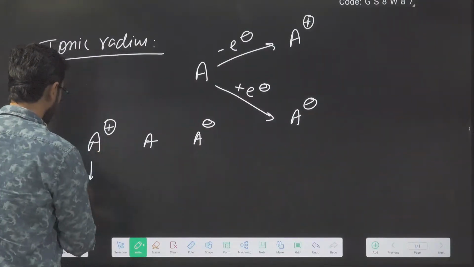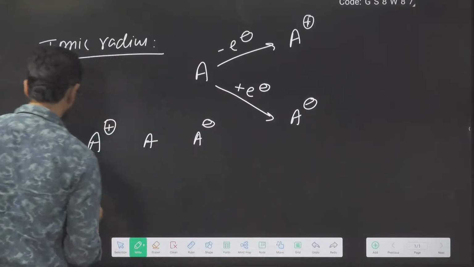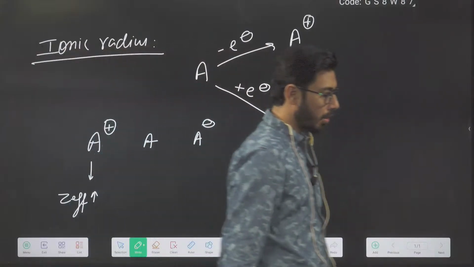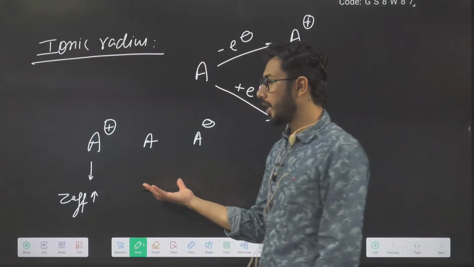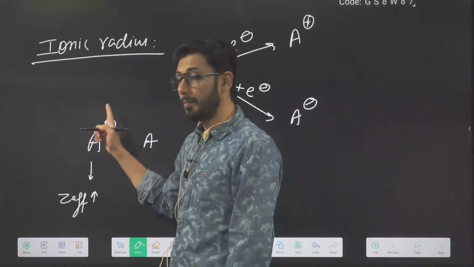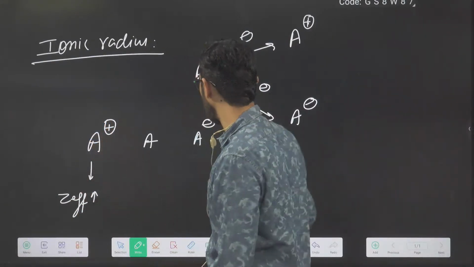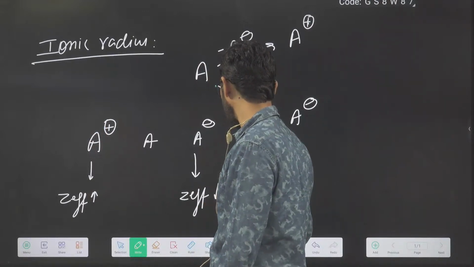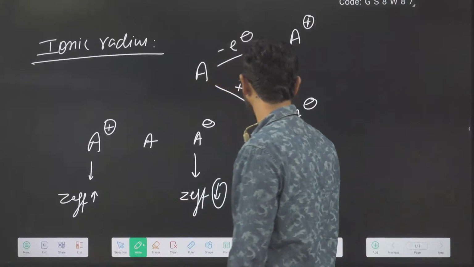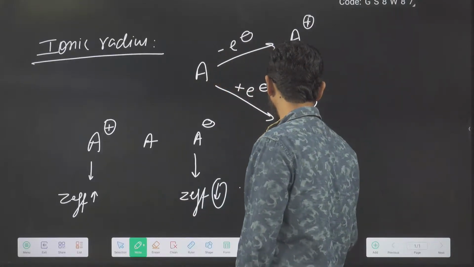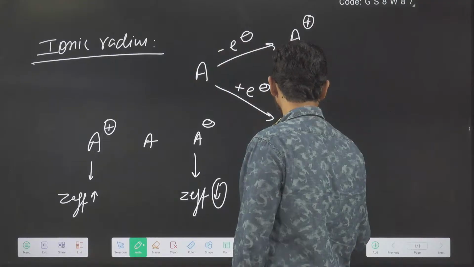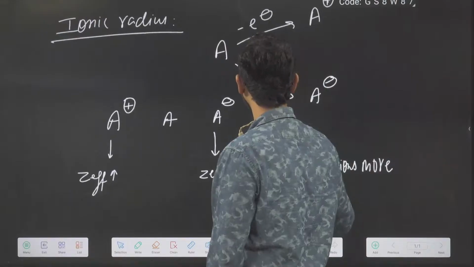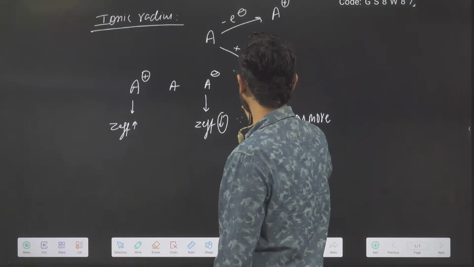A plus means less number of electrons and more number of protons. If more number of protons are there, or positive charge itself means attractive force more, means Z effective more. Take. A minus means what? Z effective less, since electronic repulsions are more.